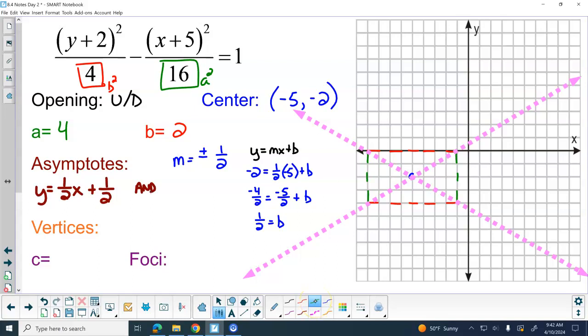Then we've got -2 equals -1/2 times -5 plus B. So then that's going to be -4/2 equals positive 5/2 plus B. So we got -9/2. That's your B for that one. So then that one would be y equals -1/2 x minus 9/2.